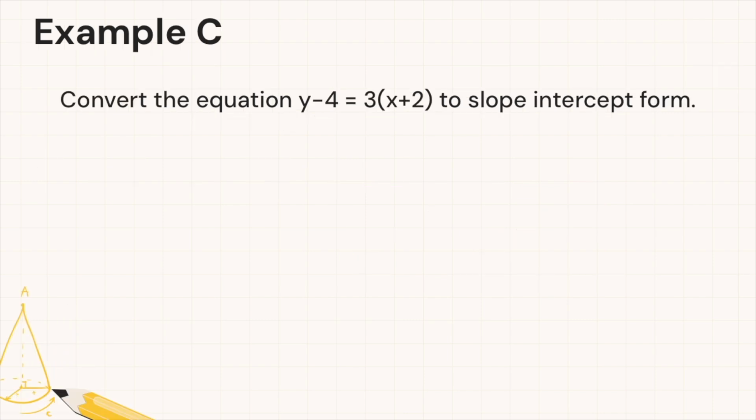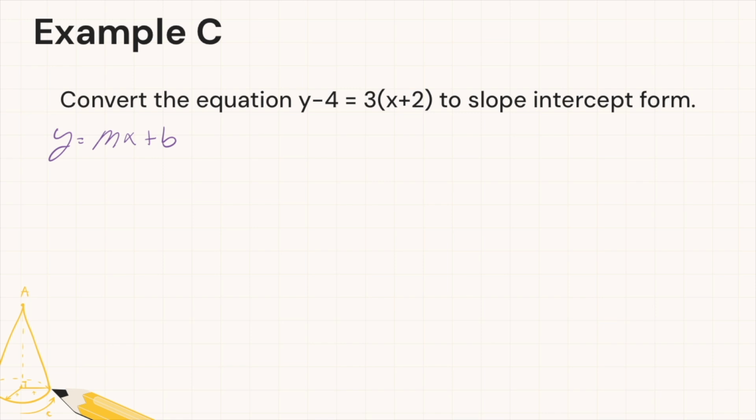Here we are at example C, and it says convert the equation y minus 4 equals 3, parentheses, x plus 2, into slope-intercept form. Ah, our old friend slope-intercept. Our slope-intercept form, as we know, is going to be y equals mx plus b. If we're not sure about that, we want to go back and watch part 1 of this series so that we can know what slope-intercept form is.